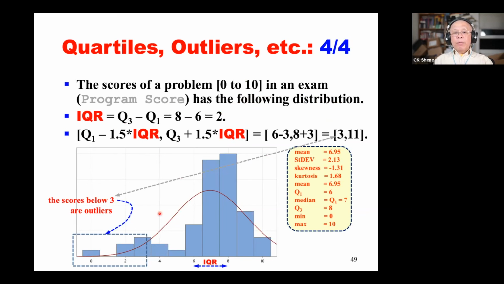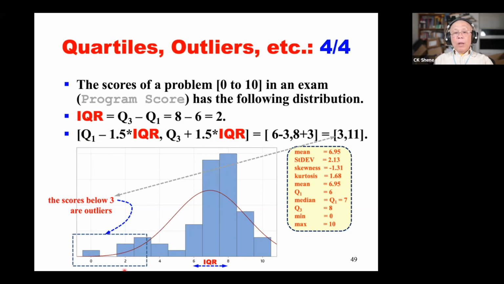Yeah, we have some unmotivated students. So these are all the data: mean value and Q1, 6. The score value is 0 to 10. Median 7, Q3, 8, minimum 0, and the maximum 10. So we calculate IQR to be 2. Then we know those normal values should be in this range, that's 3 to 11.